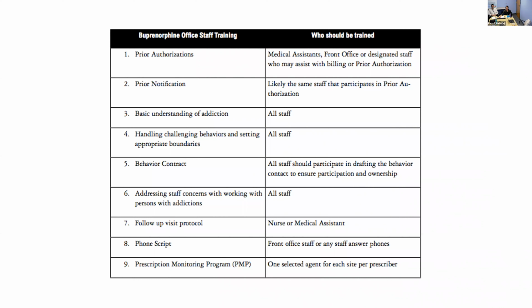All staff should be trained in basic understanding of addiction and in handling those challenging behaviors that can sometimes arise and setting appropriate boundaries. And also all staff should be trained in, and participate in, drafting behavior contracts and working with others who have concerns about patient behavior.